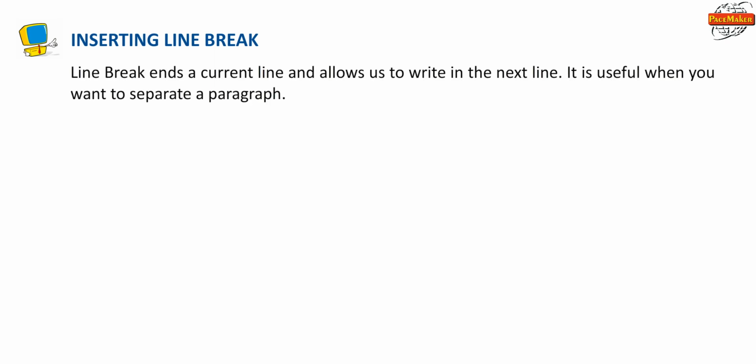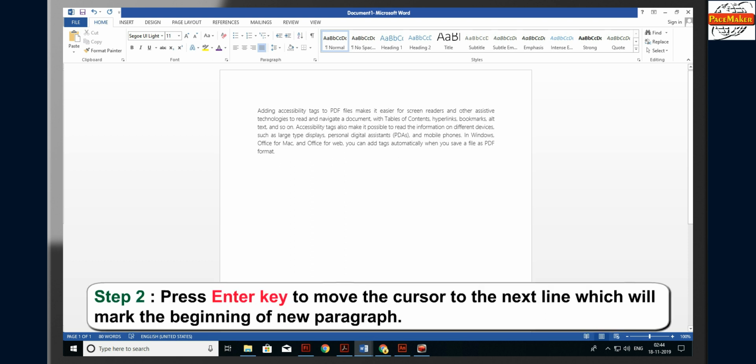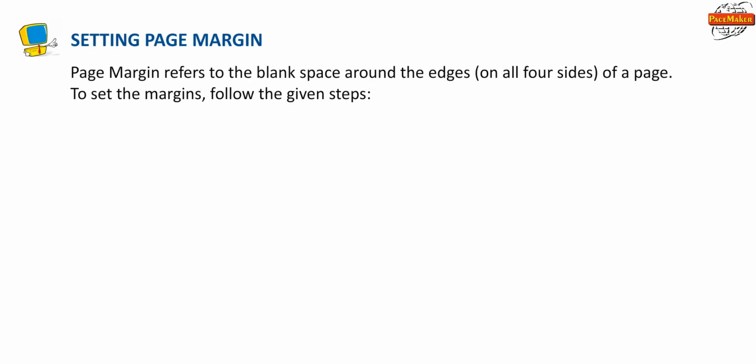Inserting Line Break. Line break ends a current line and allows us to write in the next line. It is useful when you want to separate a paragraph. To insert line break, follow the given steps. Step 1. Click before the text within the line from where new paragraph is to be started. Step 2. Press Enter key to move the cursor to the next line, which will mark the beginning of new paragraph.